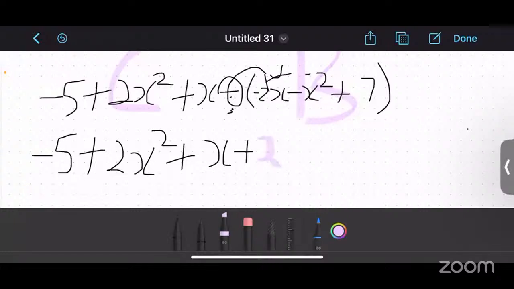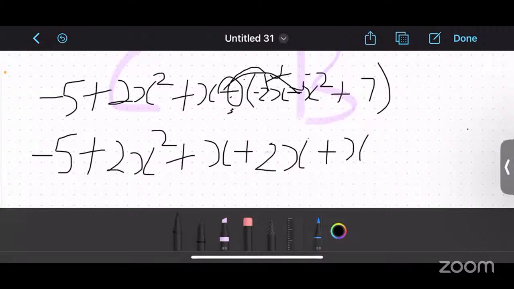So we're going to have plus 2x, because the negative multiplied by the negative is plus. Then plus x squared. The negative multiplied by negative is going to be plus 7.